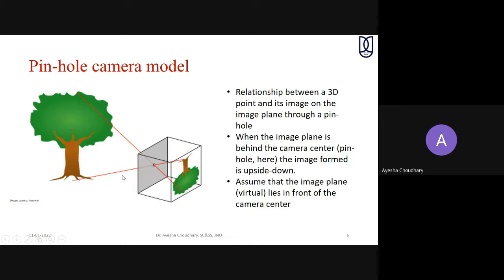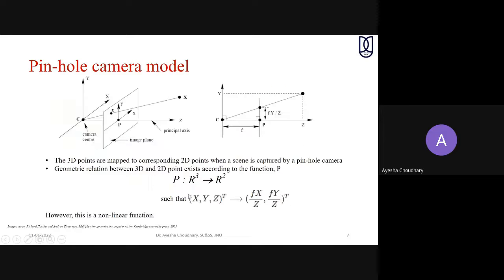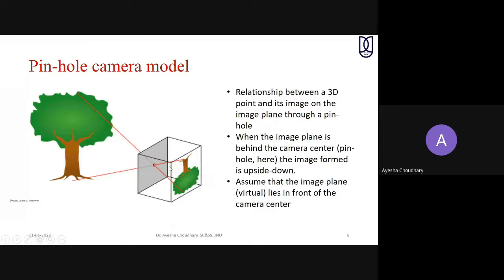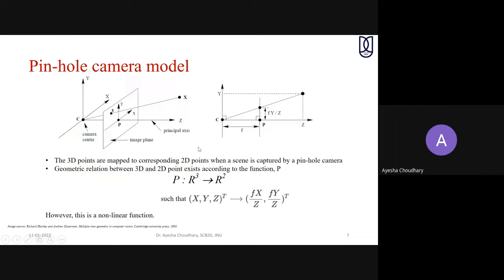But for all practical purposes, what we imagine is that over here, if you see the image plane, this image plane is lying behind the lens, and that is why what we are getting is an inverted image. If the image plane was here in front of the camera lens, then what we would get would be an upright image. So mathematically, what we assume to be a pinhole camera model is that there is an image plane which is in front of the camera center, which is the pinhole over here.